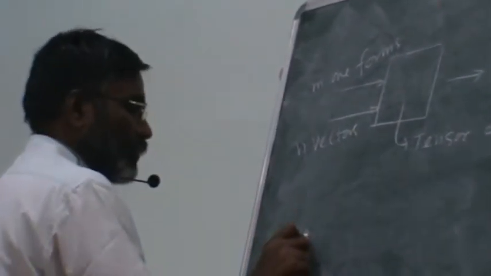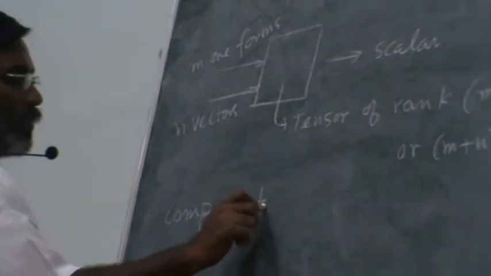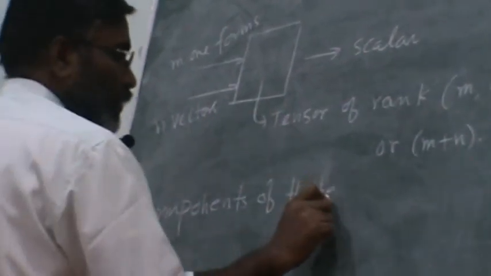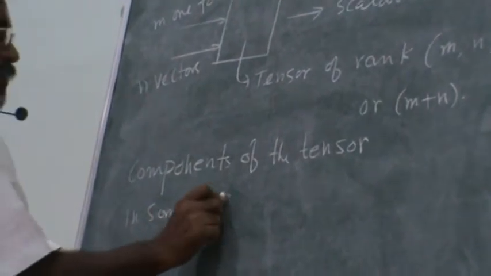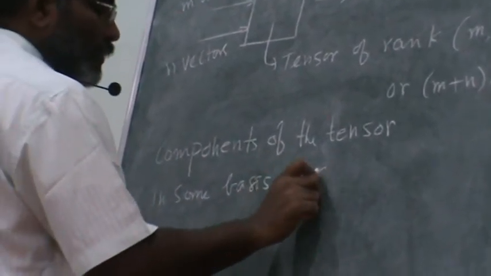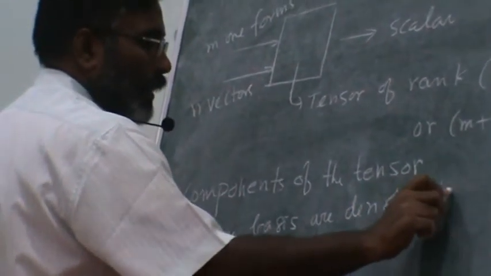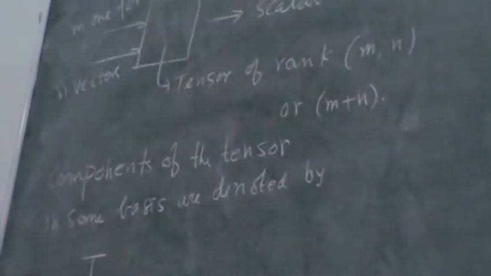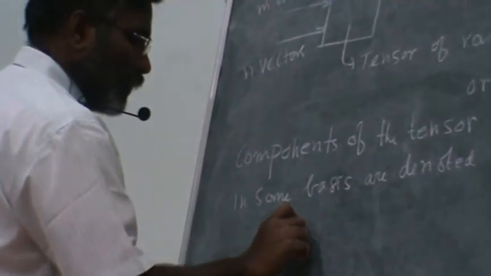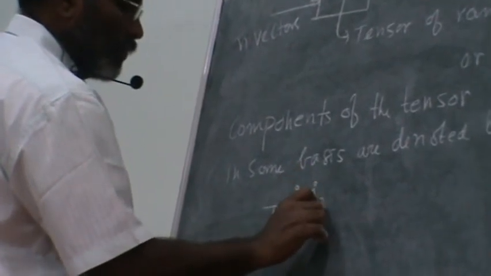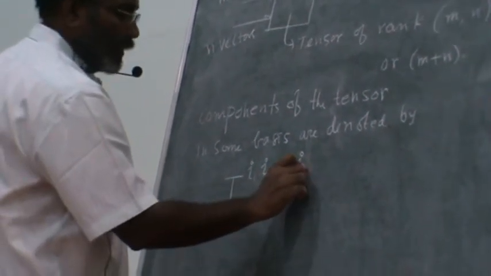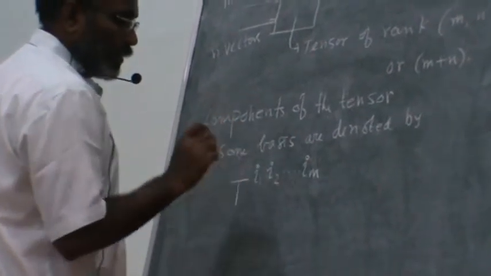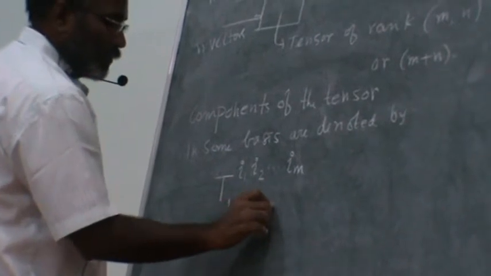And then I said the components of the tensor in some basis are denoted by T, and I wrote some indices in the subscripts and superscripts, and I wrote here I1, I2, etc. and what did I write? I_M? N? It should be M. So J1, J2, etc., Jn.